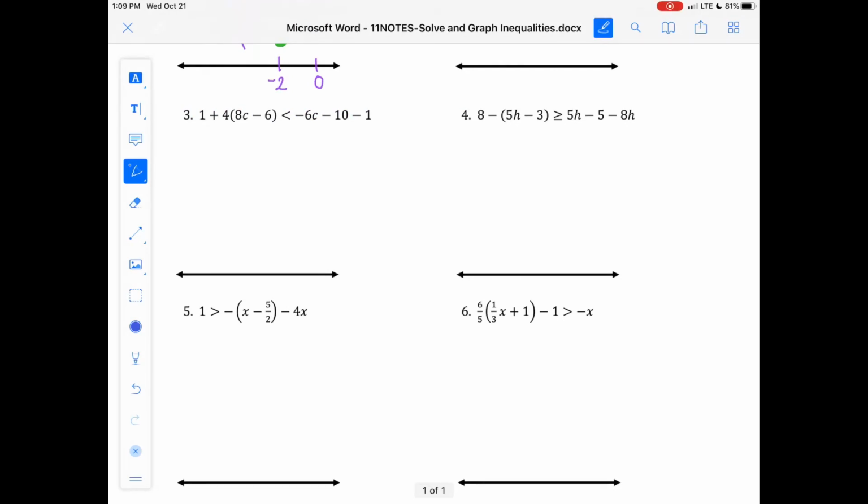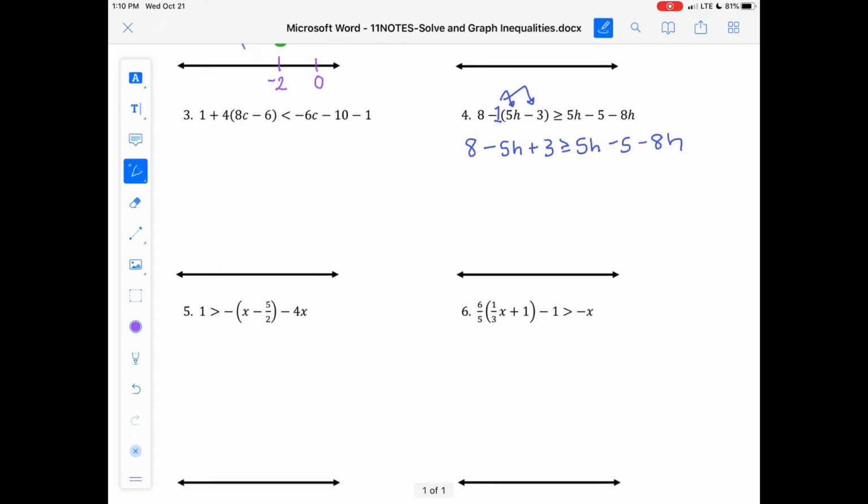So why don't we try 4? Looks a little bit messier. 4 reads 8 minus, in parentheses, 5h minus 3 is greater than 5h minus 5 minus 8h. So here I know this is an understood 1. I'm writing that because I'm going to distribute that -1 to both terms. So that becomes 8 minus 5h, and minus 1 times -3 is +3. And then I write everything else out.